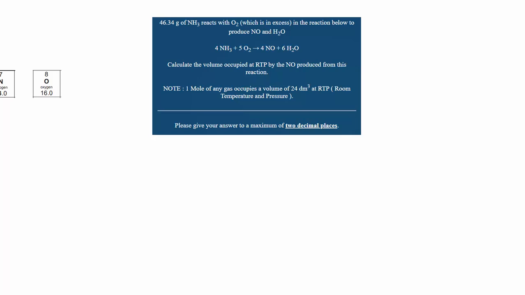Okay, so in this question, we've been given a reaction where NH3 is reacting with oxygen and it forms nitric oxide and H2O. And we've been asked to figure out what's the volume of NO that's produced, what's it going to occupy? Okay, so how am I going to go about figuring this out?